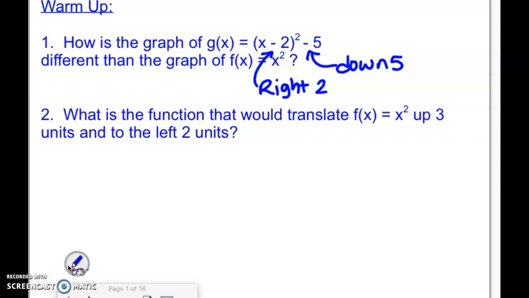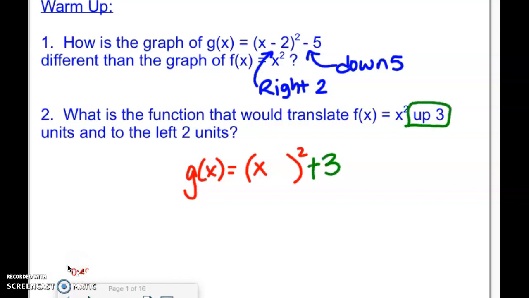So what is the function that would translate the parent function up 3 and to the left 2? That's kind of writing your own function, g of x equals, so up 3, right? That would be a plus 3 on the outside. Then if we're looking for left 2, that's going to be a plus 2 on the inside. Kind of write a function there.